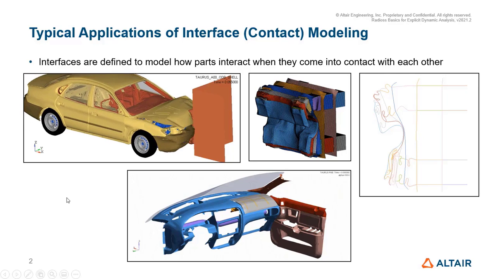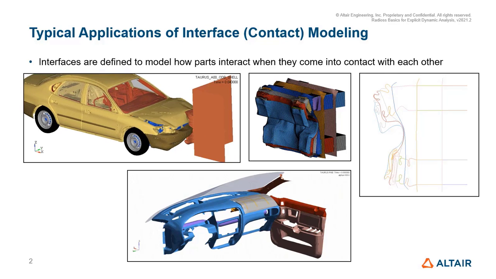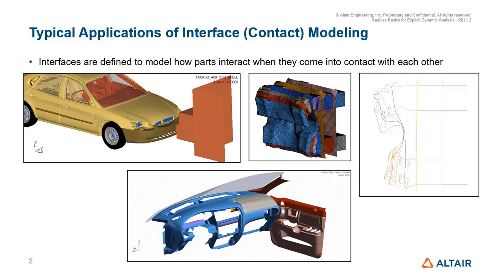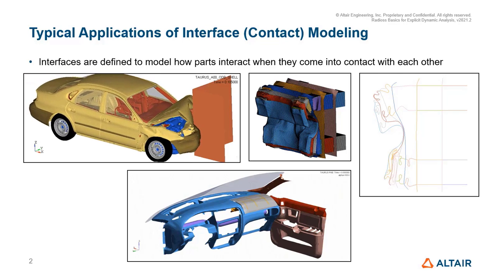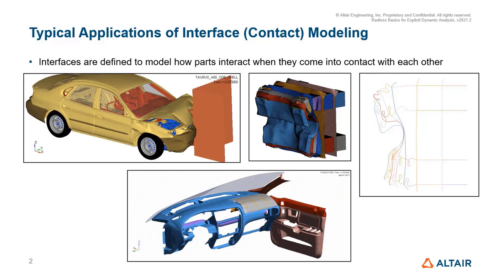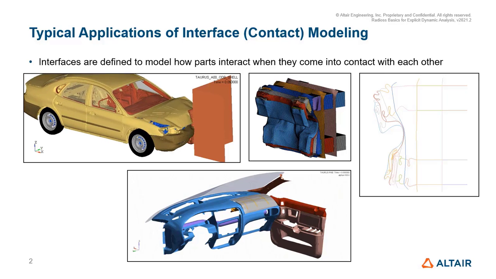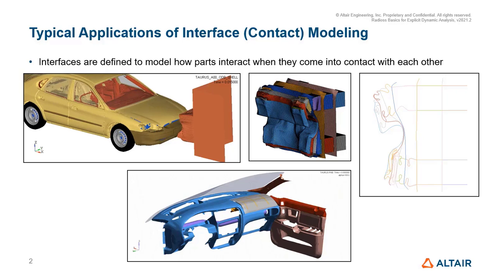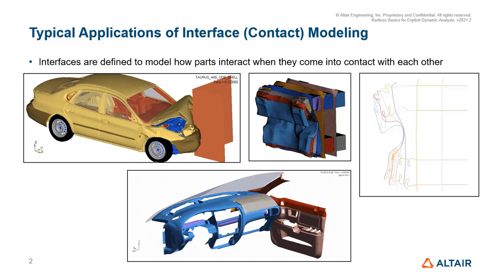So what is contact, or what are the typical applications of contact or interface modeling? The interface or contacts are defined to avoid the intersections of different parts into each other in the event of crash or any impact or the physical interaction between the two parts. So basically it gives you the right physical behavior or the phenomenon.